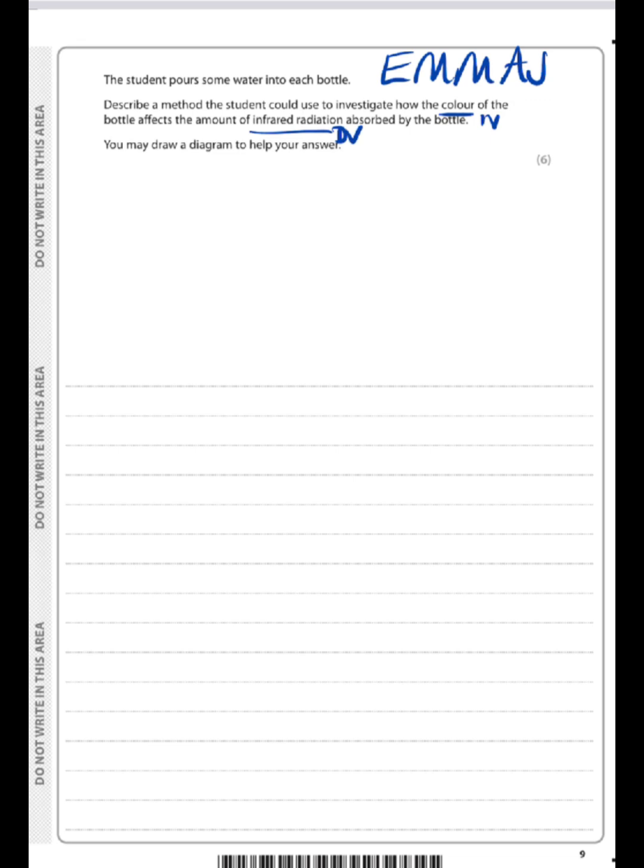But these 6 marks are awarded because you are asked to try and describe a method that will lead to a valid outcome. So to have a valid outcome, we need to have control variables. So when describing your method, okay, we know we've poured some water into the bottles, but what do we do with those bottles then? So the first thing to identify here is that if they've got water in them, a control variable here must be the same amount of water in each bottle.